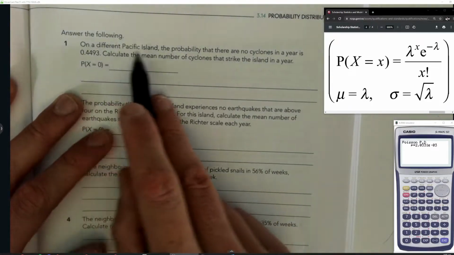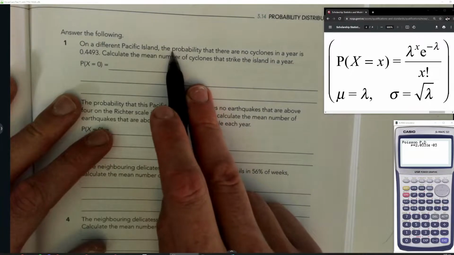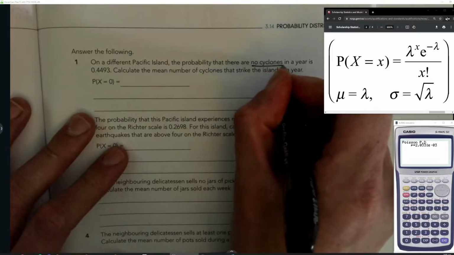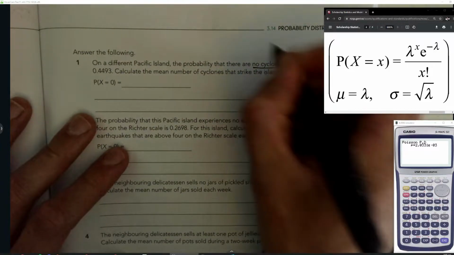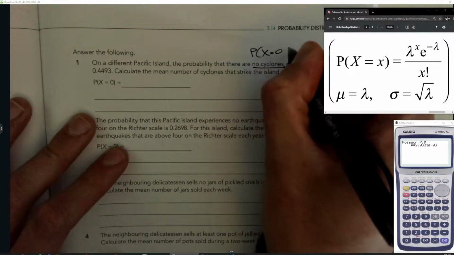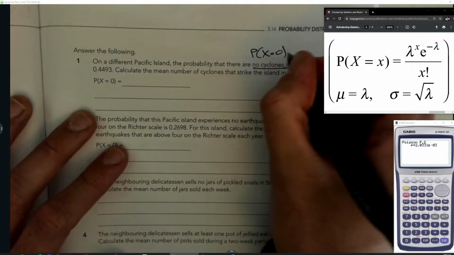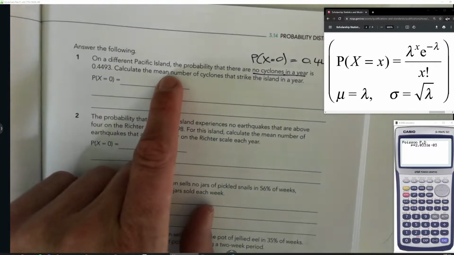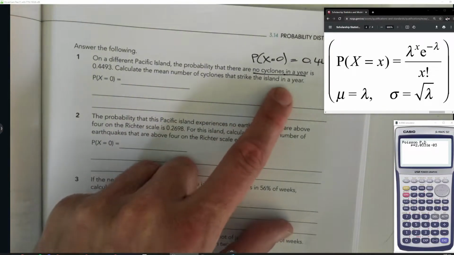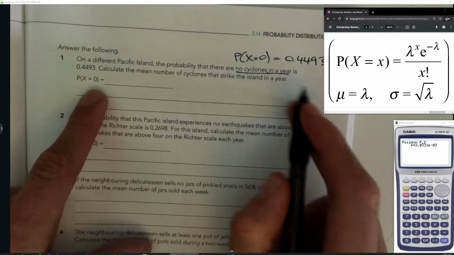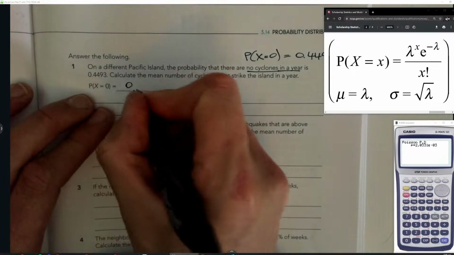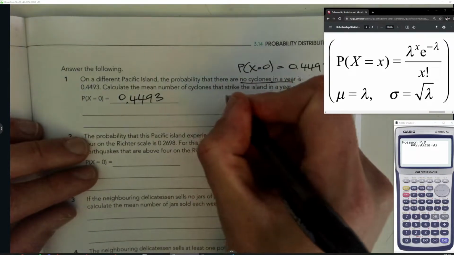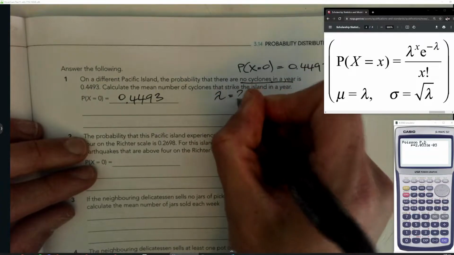Okay, on a different Pacific island, the probability that there are no cyclones in a year, that means P(x = 0), is equal to 0.4493. Calculate the mean number of cyclones that strike the island in a year. So we are trying to find, okay, well they can give us that here, 0.4493. So we want to know what is lambda.